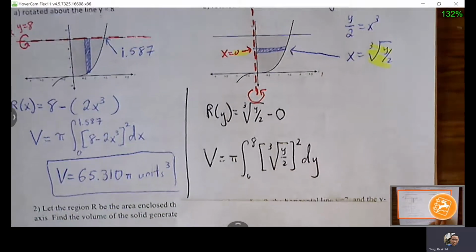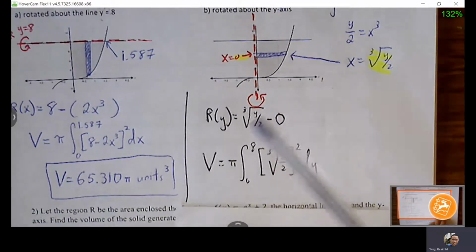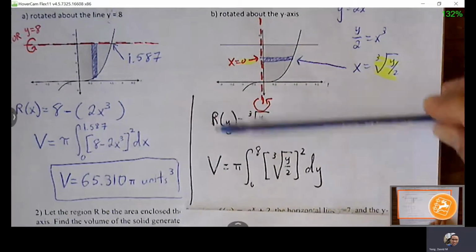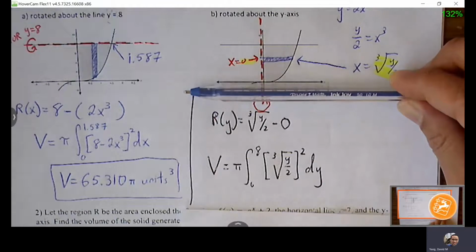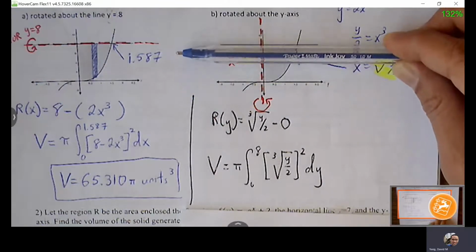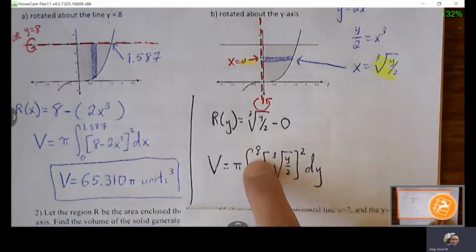Our bounds are from 0 to 8, and the reason why is we don't go from 0 to 1.5, because 1.5 is an x value. We're stacking these circular disks from the lowest to the highest y value. In this case, the highest y value is just that line. There's no need to use our calculator. We can just read it from the graph.